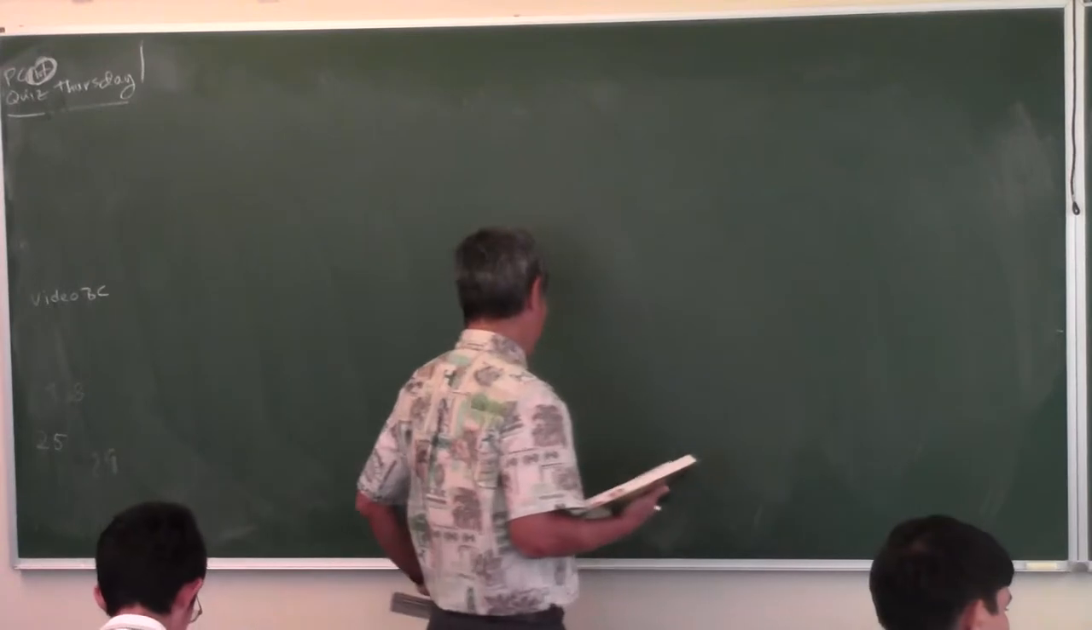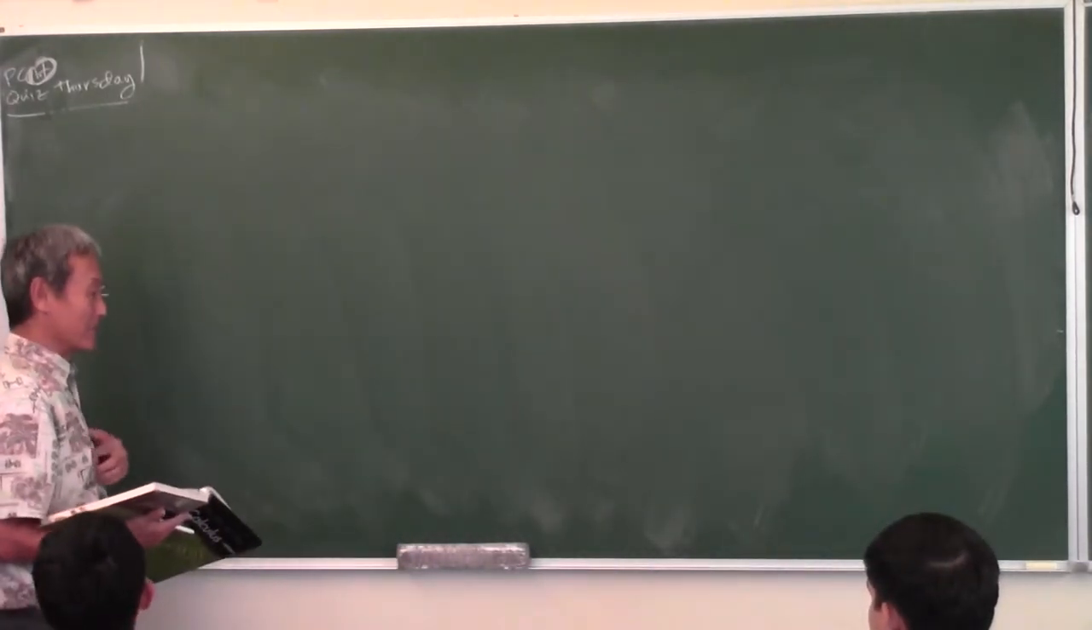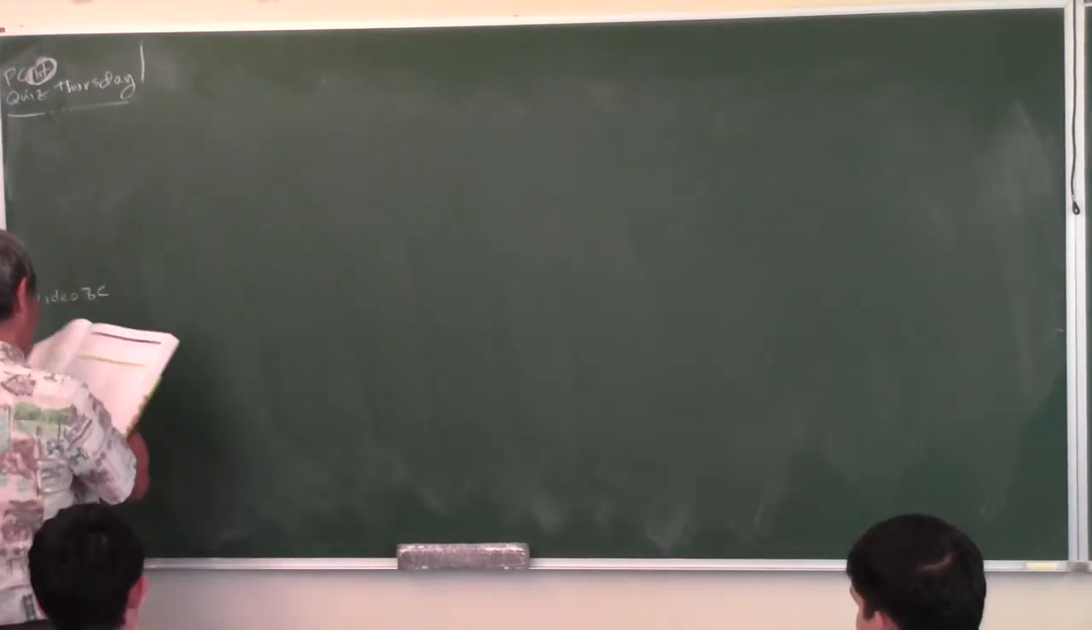I'm not going to have any conversation. Now, in AB, it takes about 4 or 5 times before they get it, but you guys are BC, so if I show you once, you got it already.